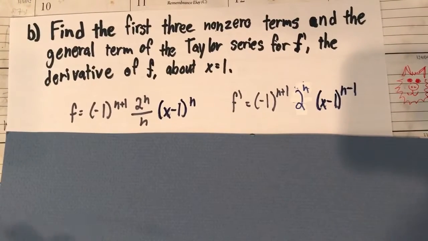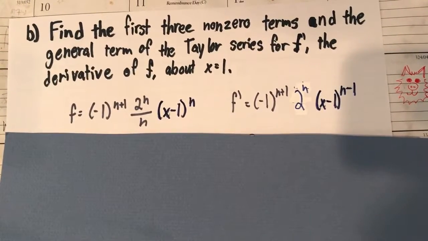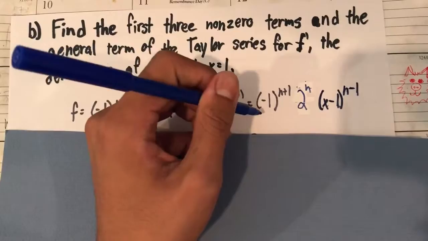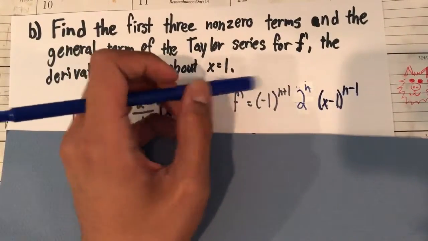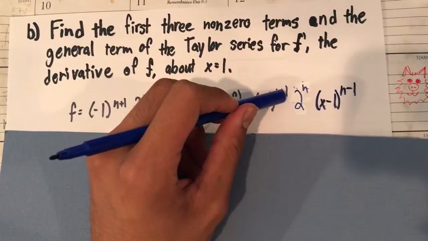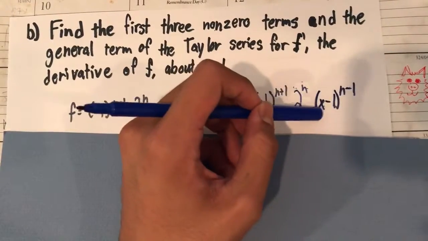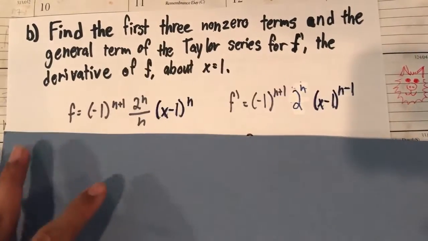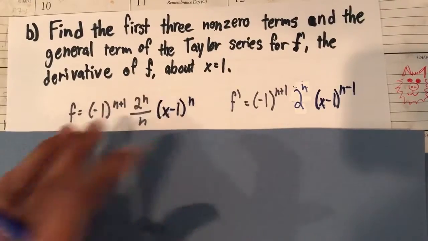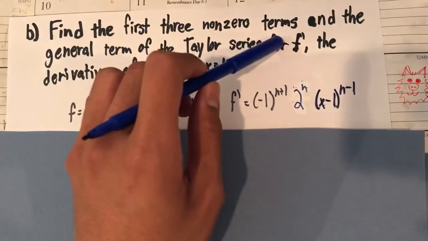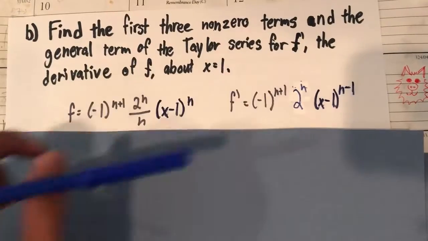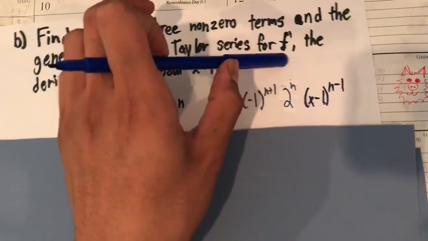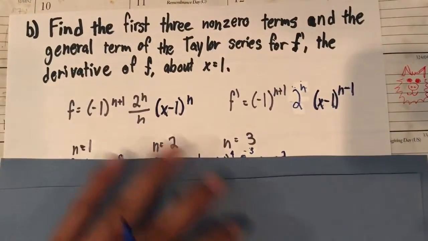Since it's asking for f prime, all you have to do is take the derivative of f, and you end up getting that f prime is equivalent to negative 1 to the n plus 1 times 2 to the n times x minus 1, all to the n minus 1. So going from here, since it asks you to find the first 3 non-zero terms and the general term of the Taylor series for f prime, keep in mind it's f prime.